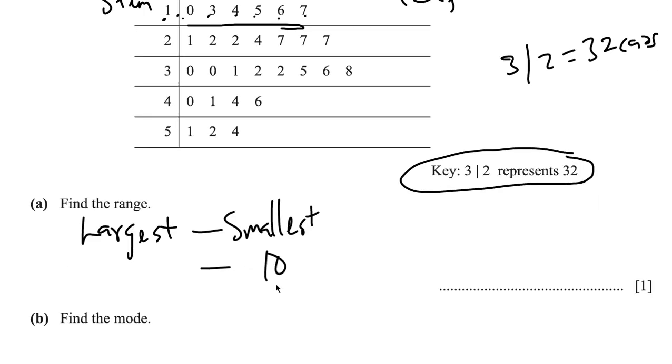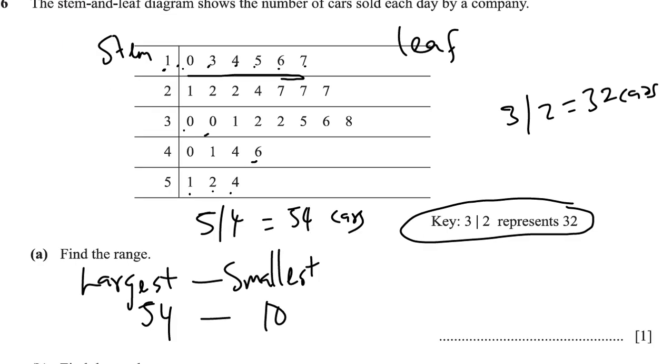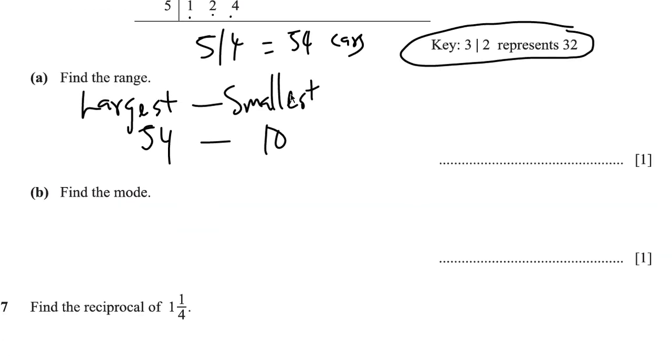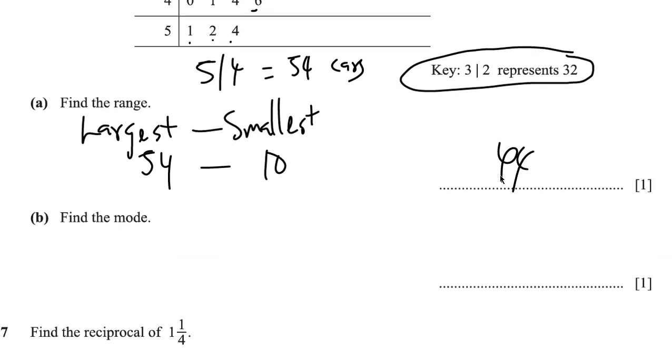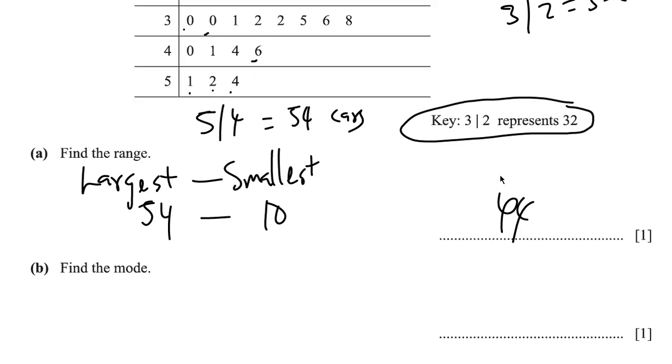So what's the largest? You can see that as we keep moving, we're going to have larger numbers, right? So here we have 30, 30, 46, 51, 52, 54. And that's the largest, right? The end. So 5, 4, look at the key, is going to be equal to 54 cars. So 54 minus 10 is 44. And that's the range of this data set.